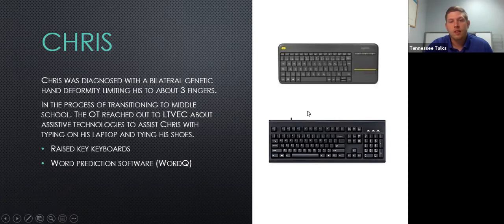So when you're following the SET model here, the first thing that we did is we gathered the information from the OT, and we went back into our lending library and we selected about 5 or 6 different keyboards. We took these keyboards to meet with the OT at an OT session, and we let Chris test them. We let him decide whether or not he liked it or didn't. His feedback is very important on whether or not he's going to keep using it to make it beneficial.